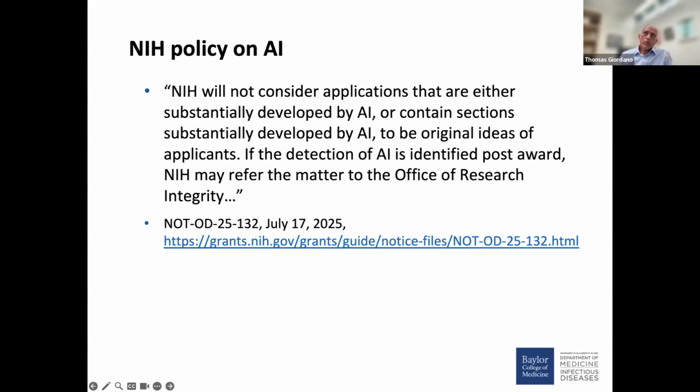NIH will not consider applications that are either substantially developed by AI or contain sections substantially developed by AI to be original ideas of applicants. If it's identified post-award, NIH may refer matters to ORI, the Office of Research Integrity. I don't know if you're familiar with the Office of Research Integrity, but if they find scientific misconduct, it's publicly posted and for all the world to see. You do not want to have a finding of research misconduct.